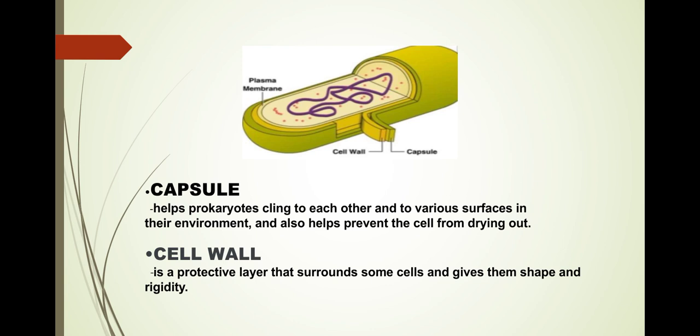Capsule helps prokaryotes cling to each other and to various surfaces in their environment, and also helps prevent the cell from drying out. So many prokaryotes have a sticky outermost layer called the capsule, which is usually made of polysaccharides or sugar polymers. And all prokaryotic cells have a stiff cell wall located underneath the capsule. This is the cell wall. Cell wall is a protective layer that surrounds some cells and gives them shape and rigidity.